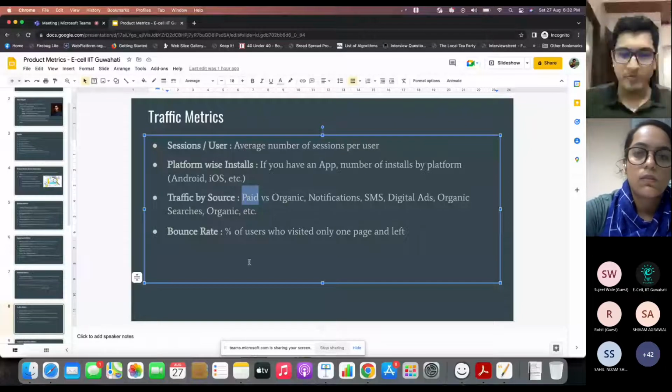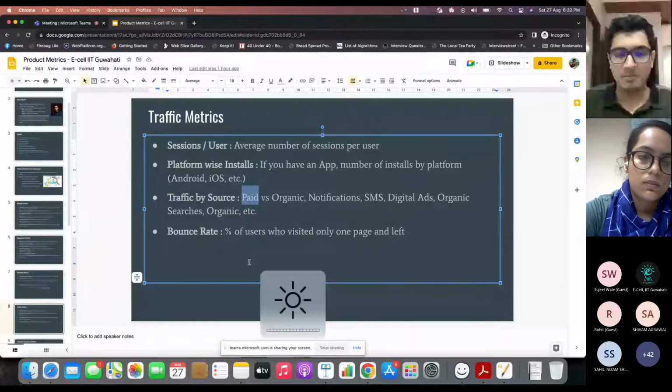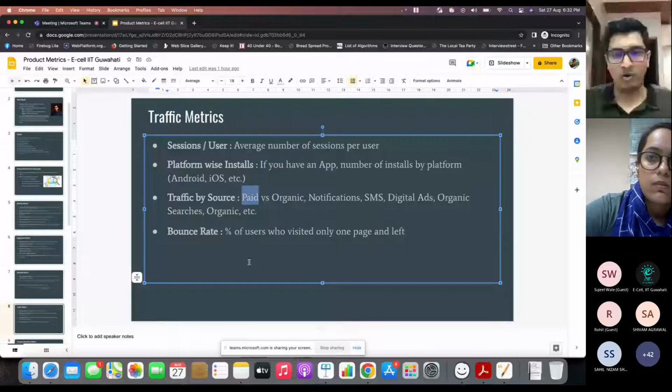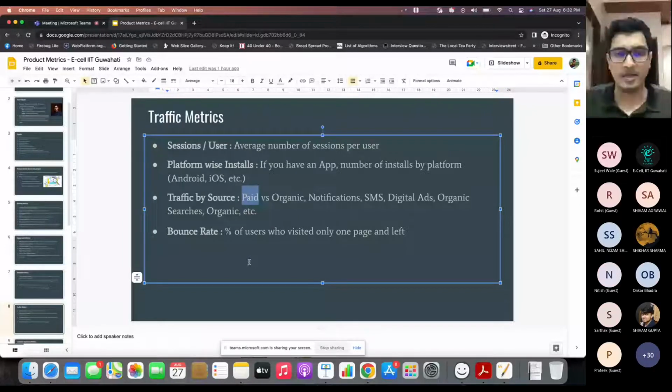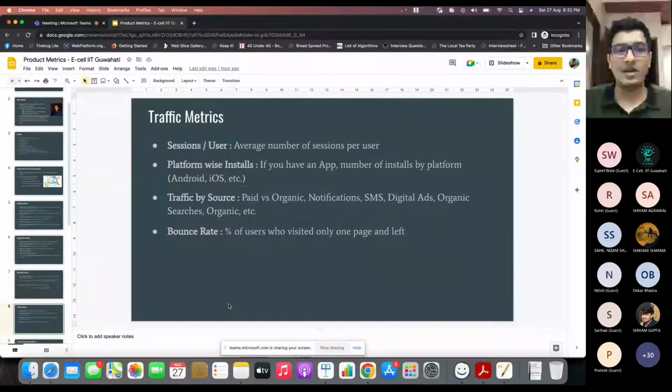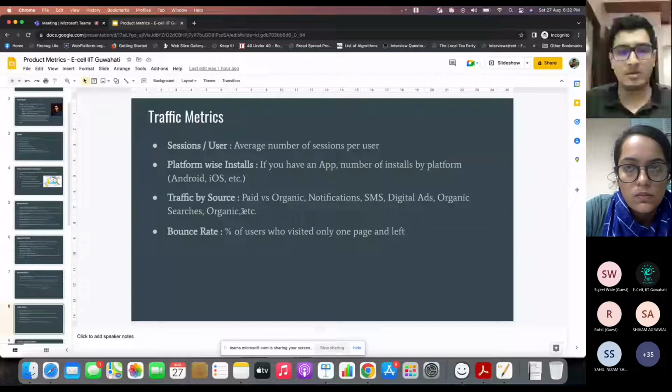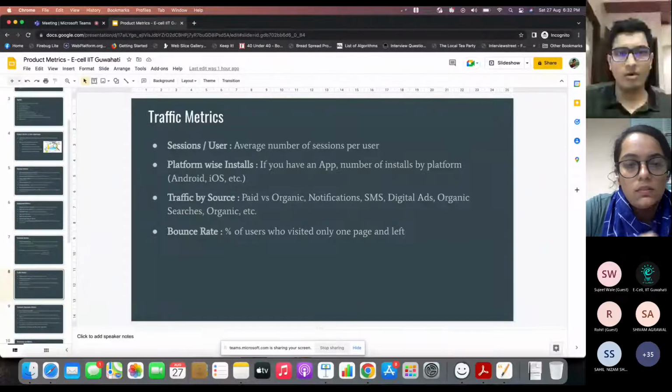So a bounce becomes a very good metric to track the percentage of users who visited only one page on your app or website and left. This indicates that the quality of traffic that I'm bringing to the platform is not that good. And especially for paid marketing, your objective would be to bring in good quality users to your app. So bounce rate becomes another metric under traffic metrics. Now, any questions on traffic metrics?